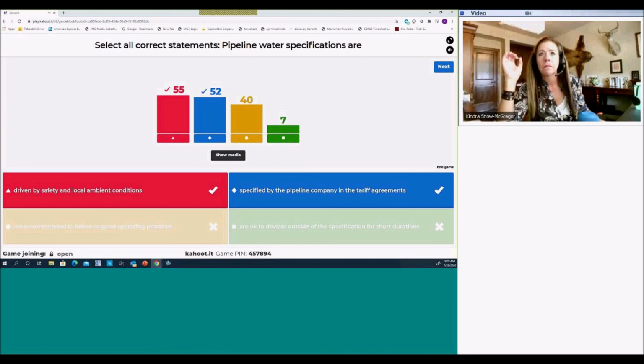Nice job, guys. All right, so remember, my pipeline water specifications are driven by my safety. Pipeline safety, that's critical, and my local ambient conditions. In addition, they're also specified by the pipeline company in the tariff agreements. So whoever owns that pipeline will set what their tariff agreement is, and that will tell you what your specification is that you need to meet.